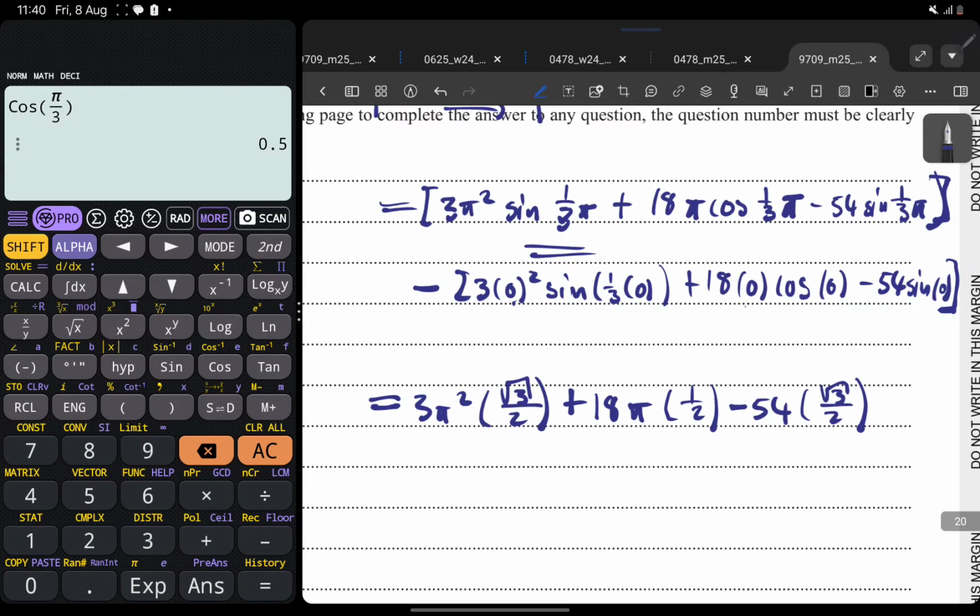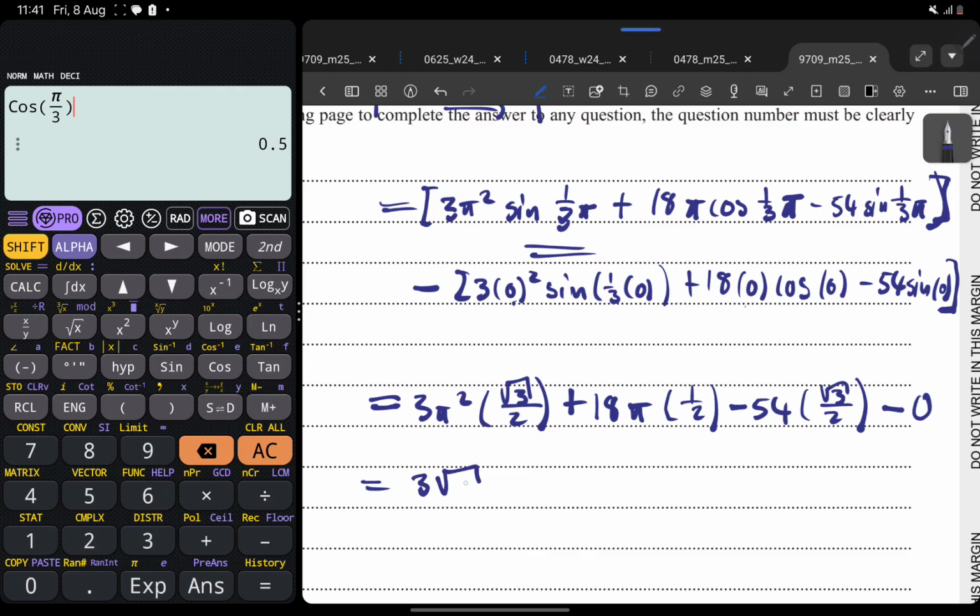Now what am I going to do? I just say all this minus 0. So I'm going to simplify this. This becomes 3 pi squared times root 3 over 2. So now we are just going to simplify. When you simplify, you always put numbers before the pi squared. So 3 is a whole number. It will multiply the fraction. It will always go to the top.